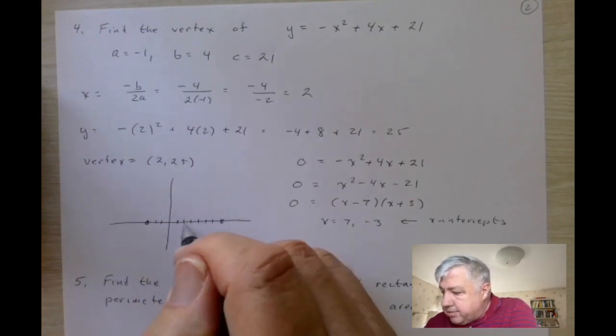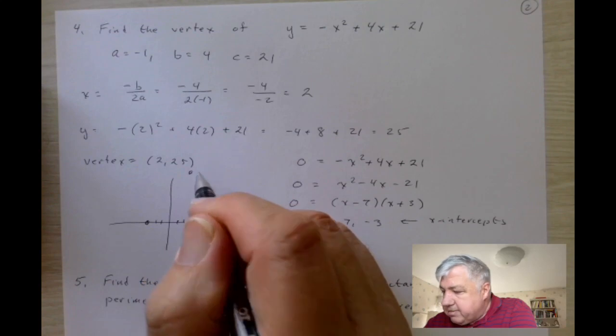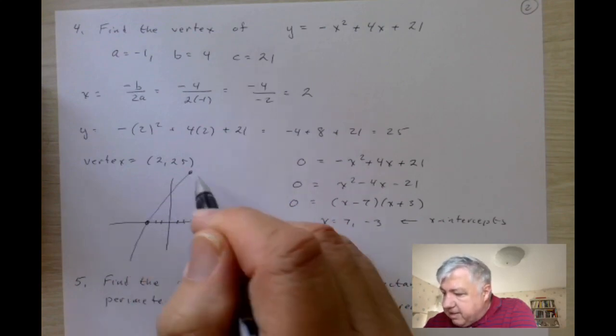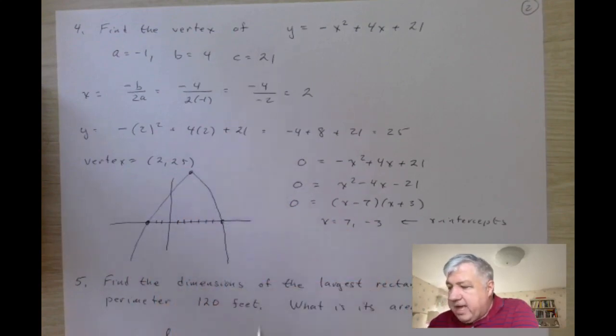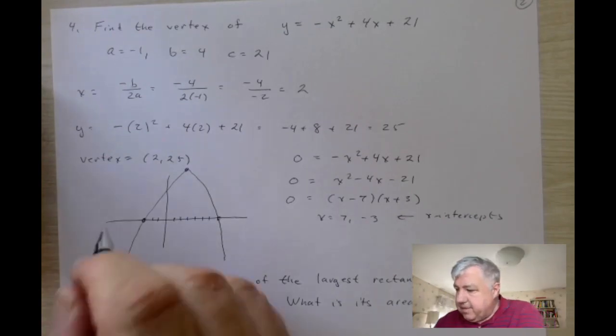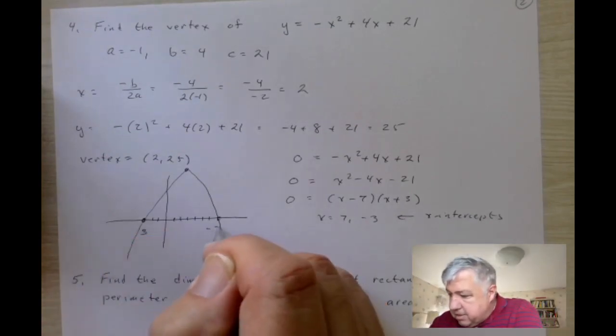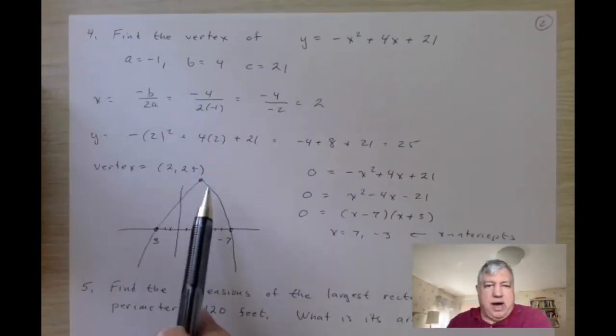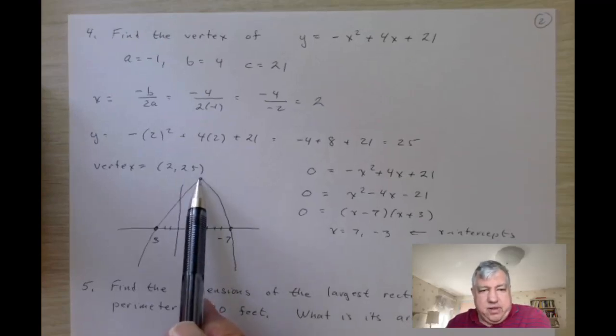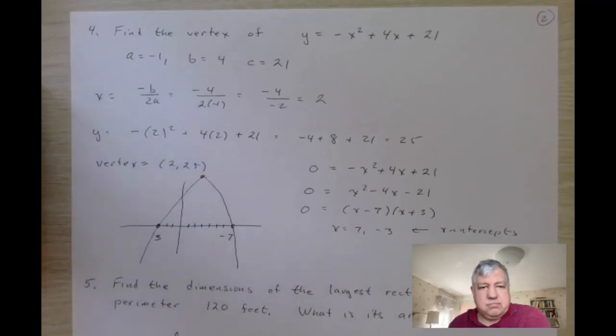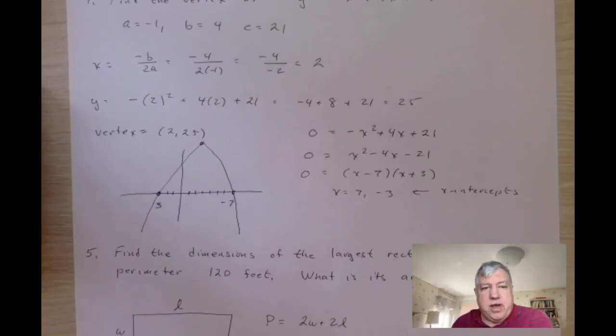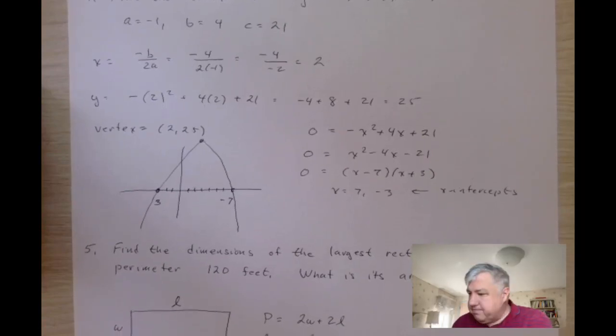Okay, there's 2, it's way up here, 225, and we know it opens down because that A is negative, right? Okay, I didn't draw this to scale, obviously. 25 is way up here, but just so I could fit it all on one page.